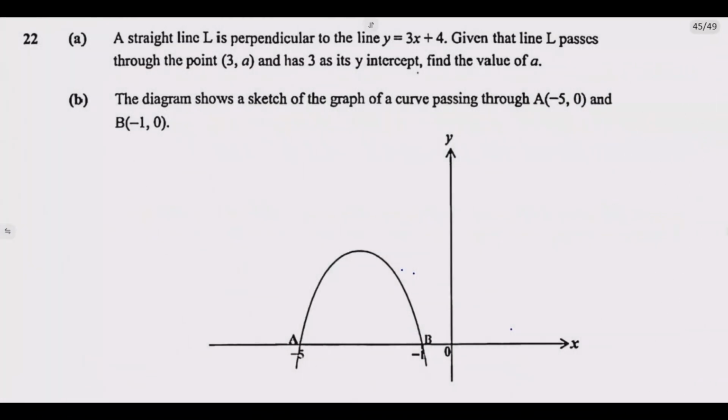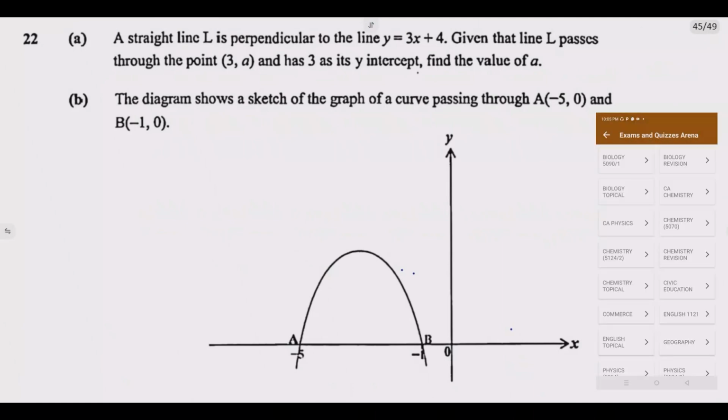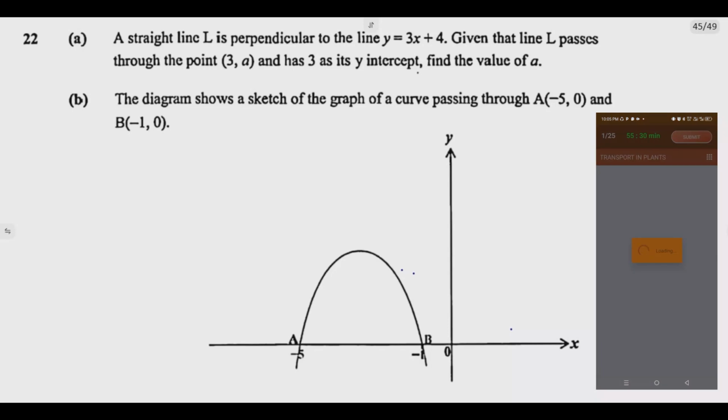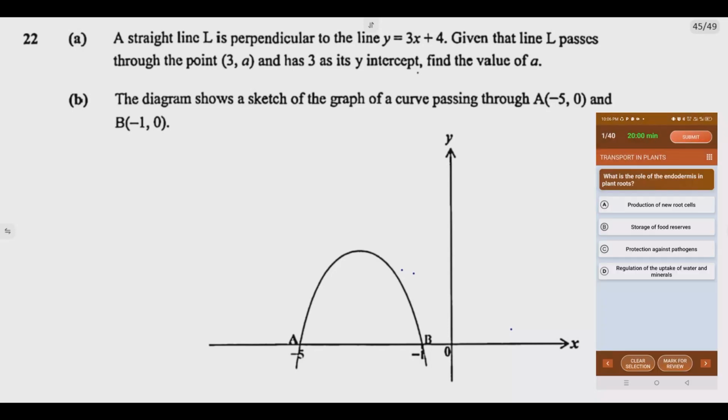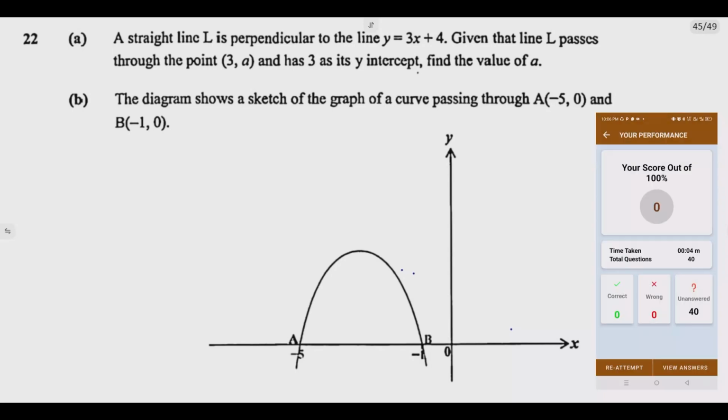Let us look at question 22. Question A: a straight line L is perpendicular to the line y equals 3x plus 4. Given that line L passes through the point (3, A) and has 3 as its y-intercept, find the value of A.